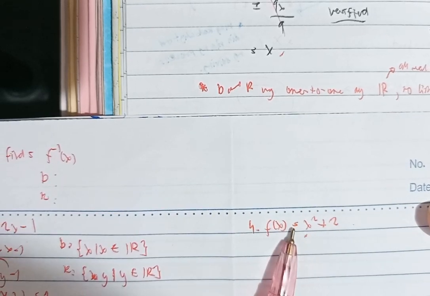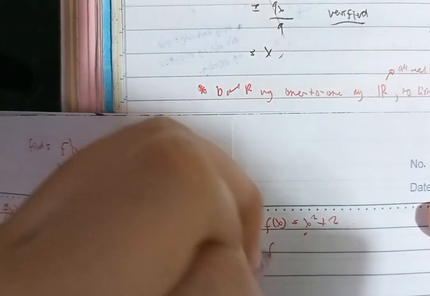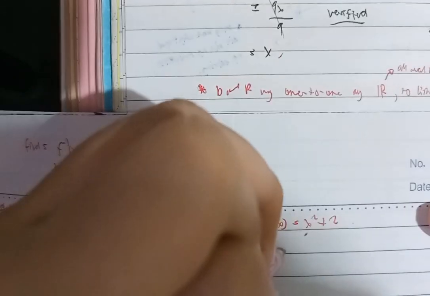X squared siya ay quadratic. Kung ano man yun, basta yan. Hindi siya 1 to 1. Yun na mahalaga, hindi siya 1 to 1.